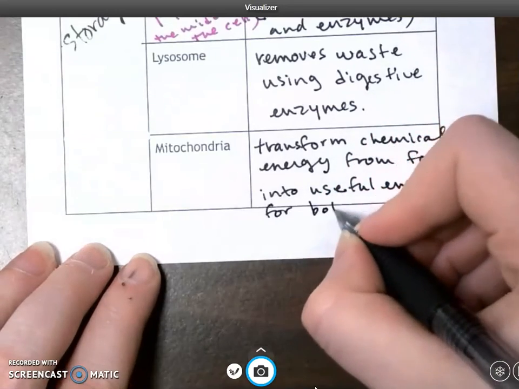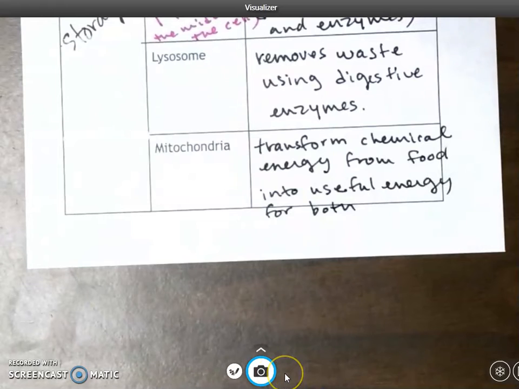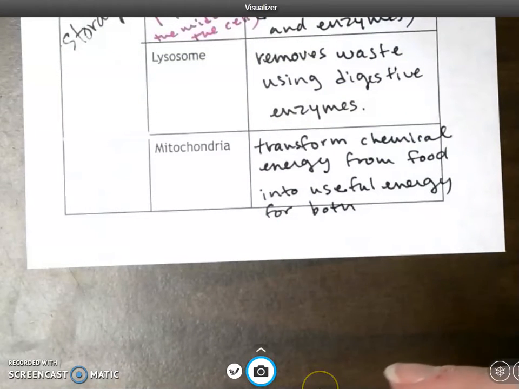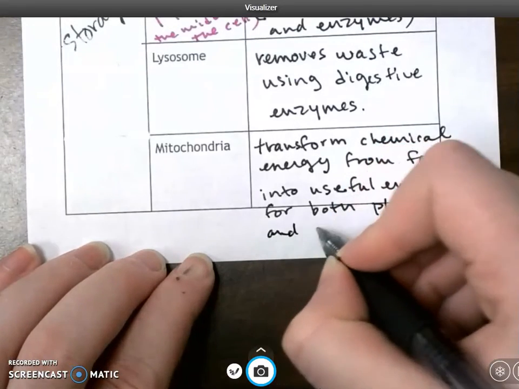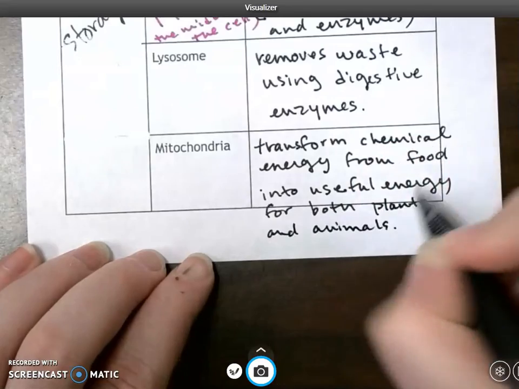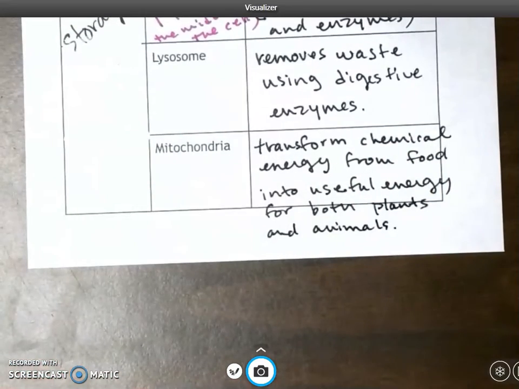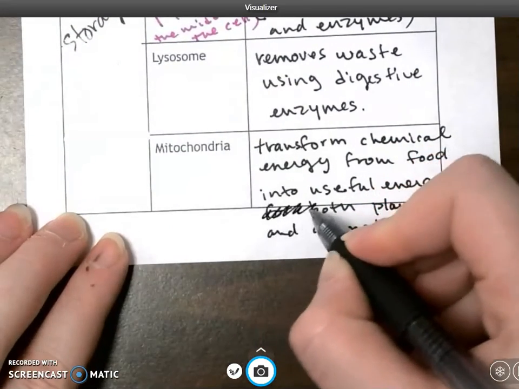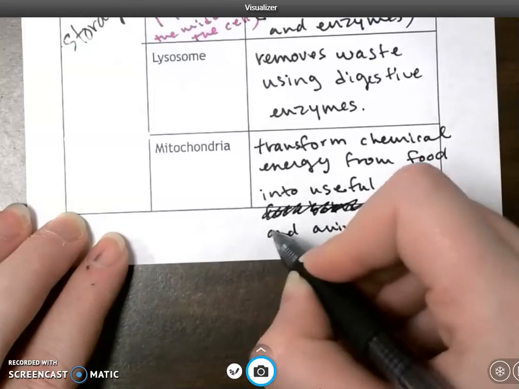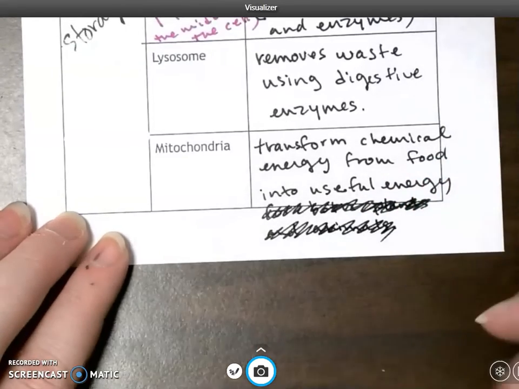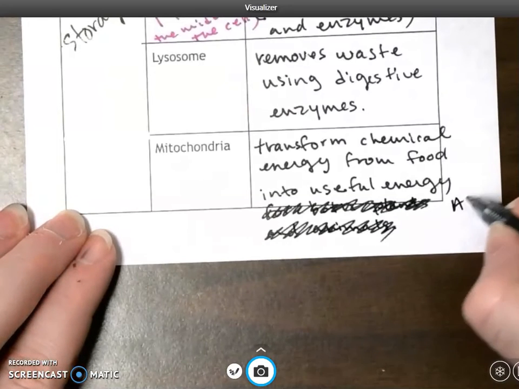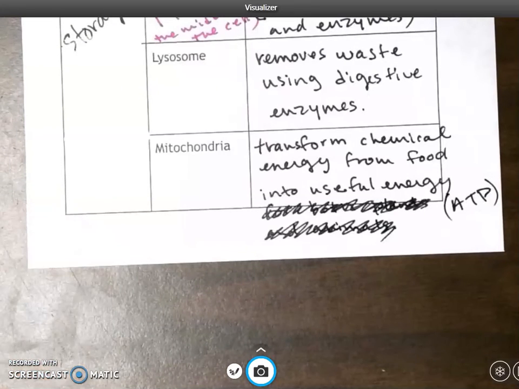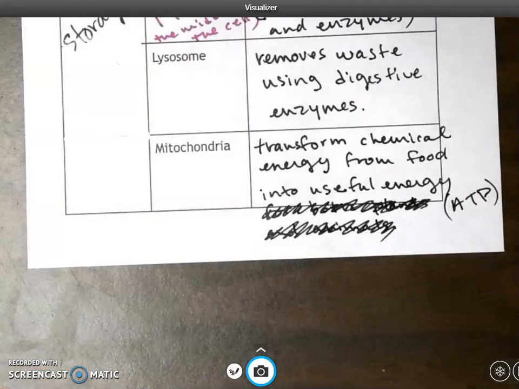For both plants and animals. Actually, you know what? I don't like that line there. So it just transforms it into useful energy. You guys don't have to write that bit there. Okay, transforms chemical energy from food into useful energy. It's a form called ATP. You don't need to know that for now, but later on this year we're going to talk about that a lot.